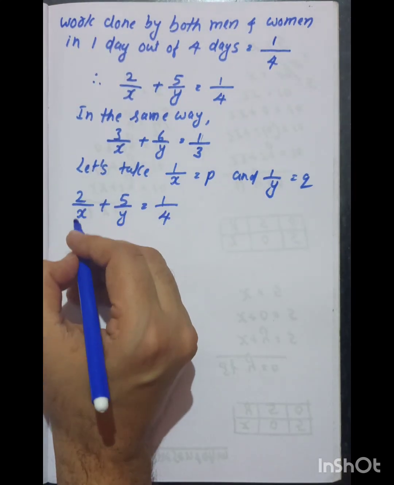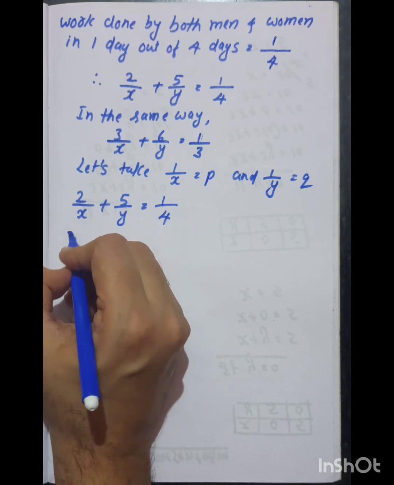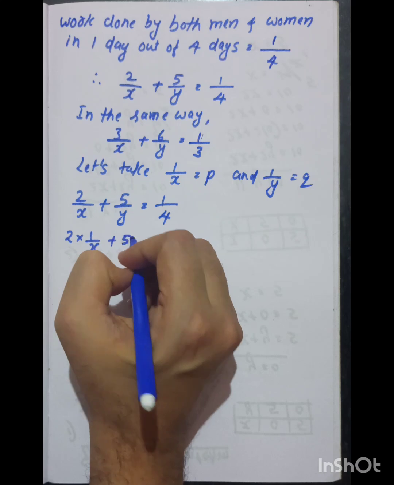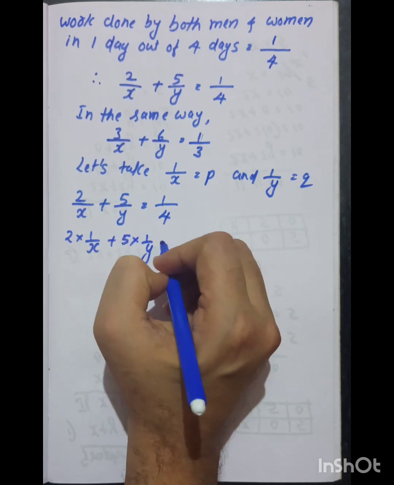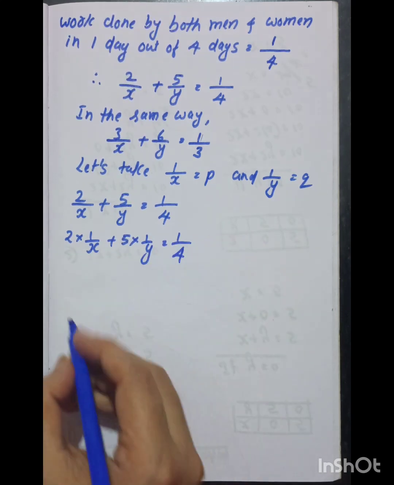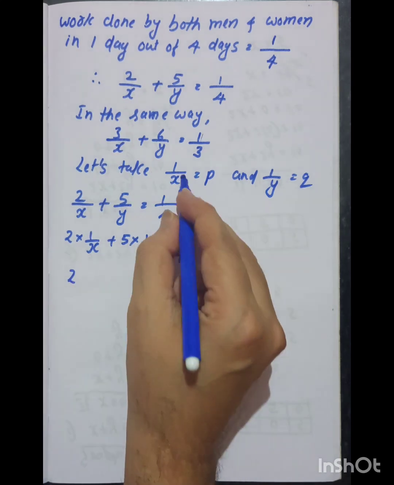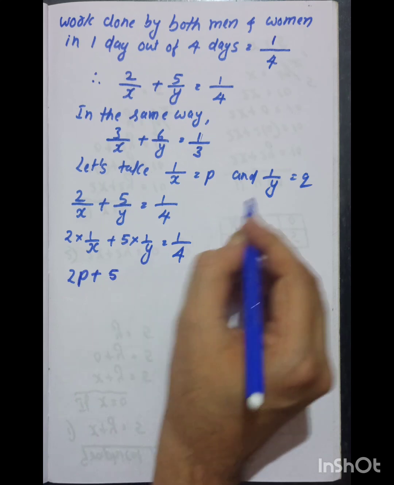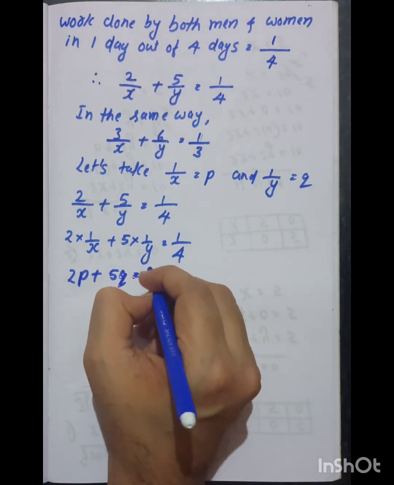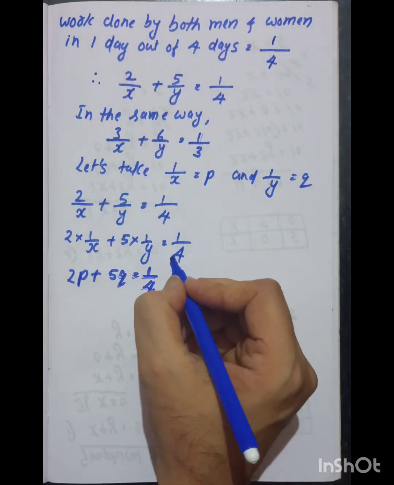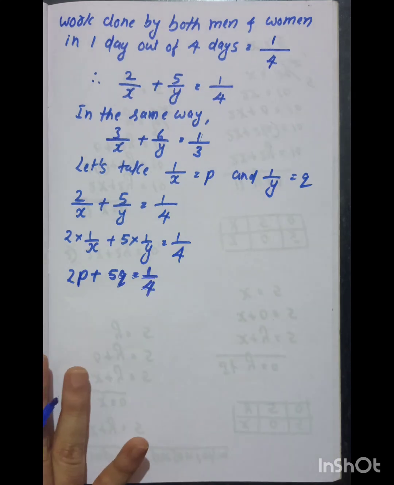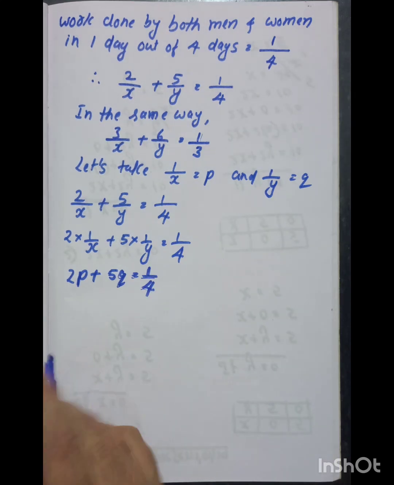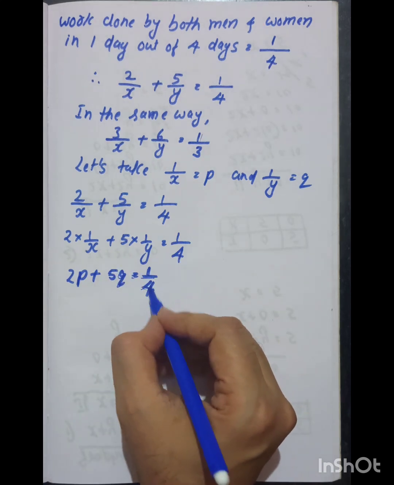You can write 2 by x as 2 into 1 by x plus 5 into 1 by y equals 1 by 4. So 2 into 1 by x is p plus 5 into 1 by y means q equals 1 by 4. Take it as equation 1, or we can further simplify this equation just to remove the fraction here.